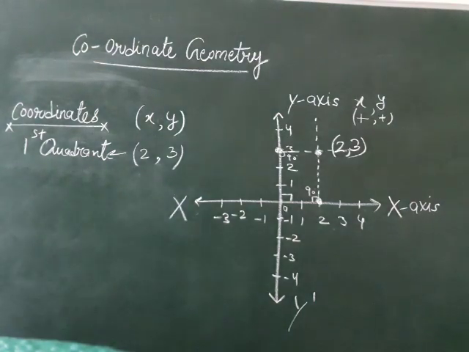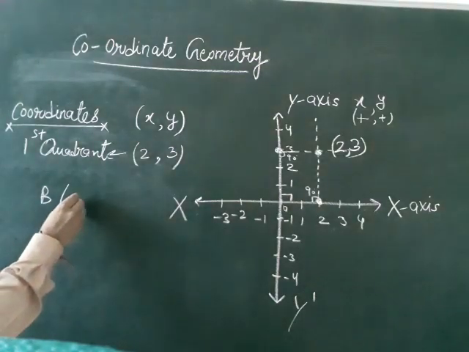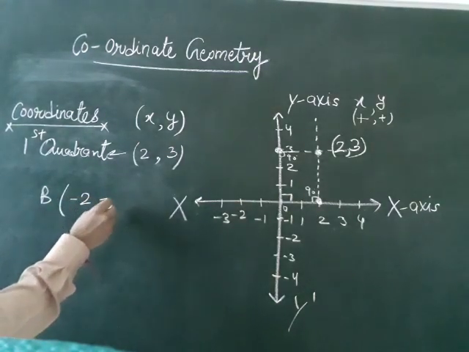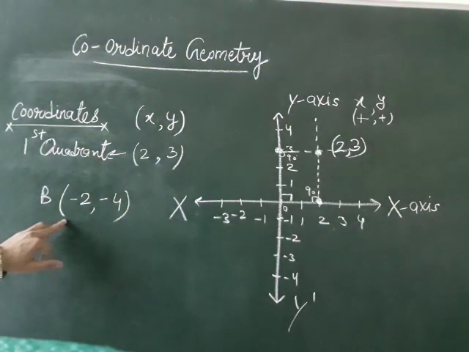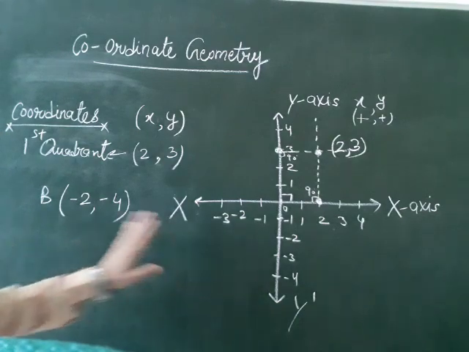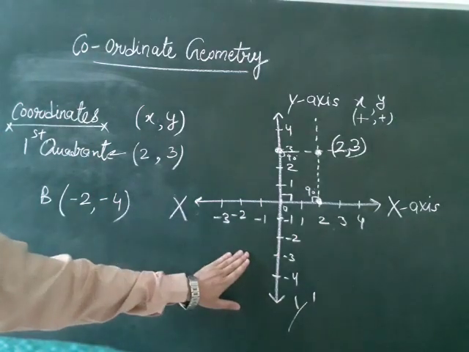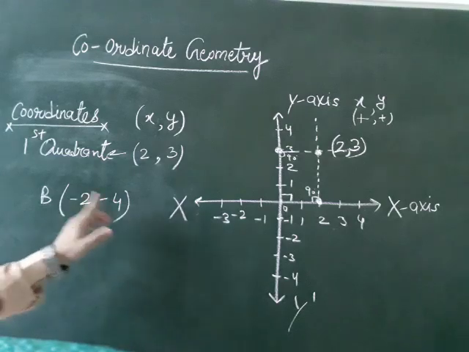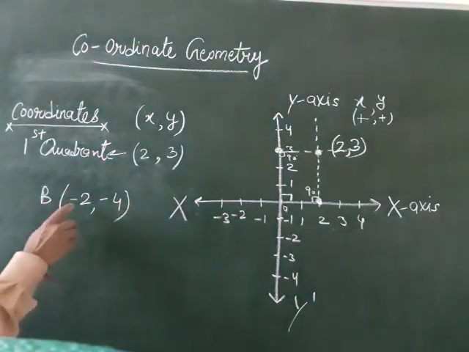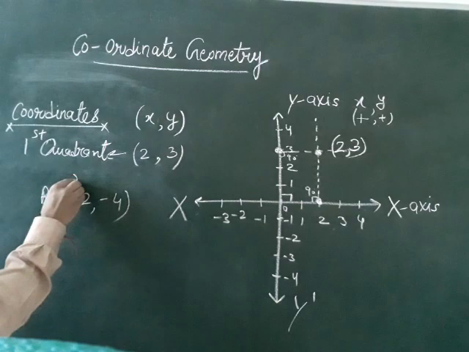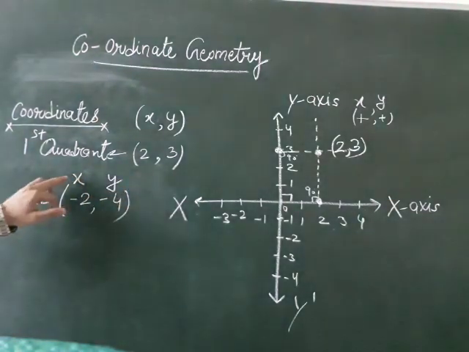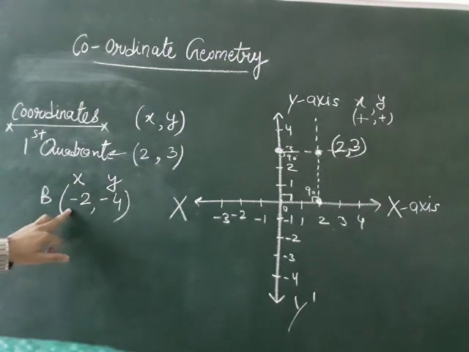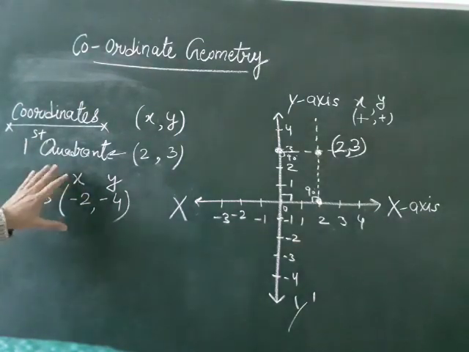Let's say we have another point B, and B is (-2, -4), and we have to plot point B on the coordinate axis. हमें B पॉइंट को कोऑर्डिनेट एक्सिस पर प्लॉट करके बताना है कि इसकी एग्जैक्ट लोकेशन कहाँ है. So what we will do, we know that the first value will be of x and the second value will be of y. So x is equal to -2 and y is equal to -4.